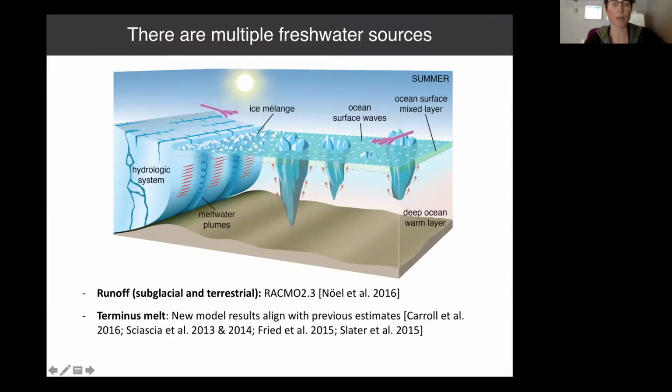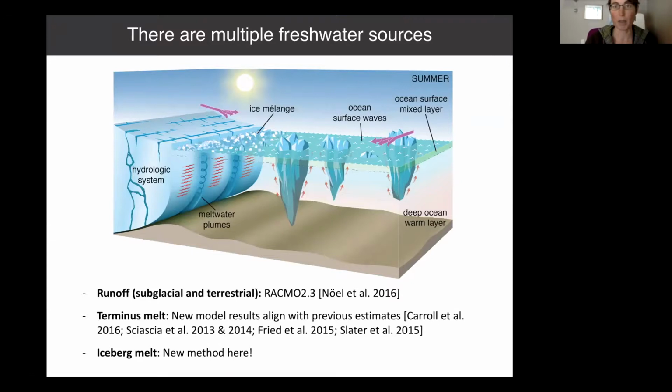Besides this runoff component, another area is the terminus melt itself. And we created some new model results. They align well with other results that are out there, so there's not new news. It seems like at least the different techniques we have today are finding fairly similar numbers for terminus melt on these glaciers. And then the third source of freshwater melt is icebergs.